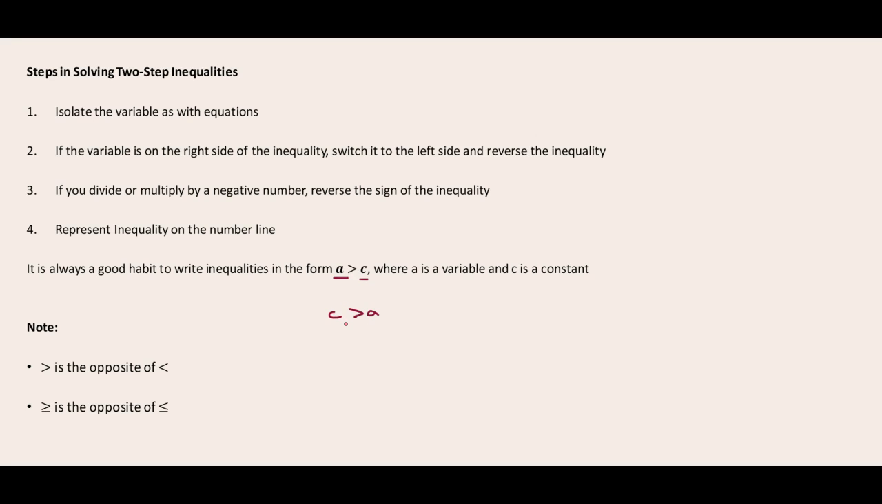But here in the special case, your variable has a negative coefficient, and what that means is that the number in front of your variable is a negative number. So you're going to have to divide or multiply by a negative number, and when you do that, it also forces you to change the sign. Here we're showing you the opposites. If you have greater than, after you change the sign, it should be less than. If you have greater than or equal to, after you change the sign, it should be less than or equal to.